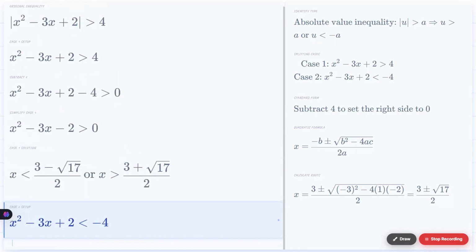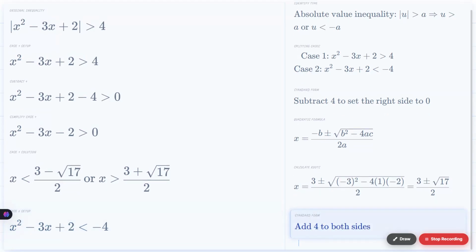We set up the second case as x squared minus 3x plus 2 is less than -4. We do this to start solving our second part. This is the other math sentence we need to check. We move the -4 to the left side. We do this to get 0 on the right side. We must have 0 on one side to solve a quadratic inequality.